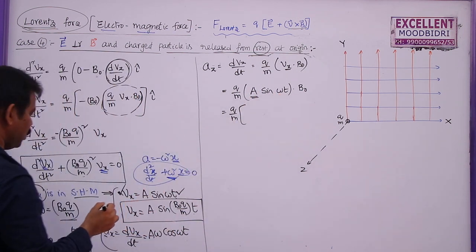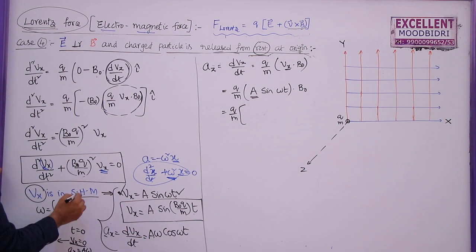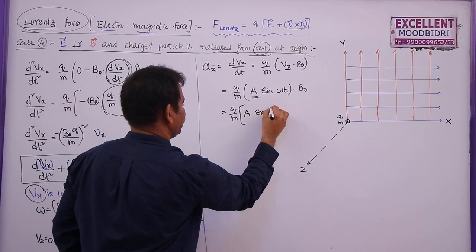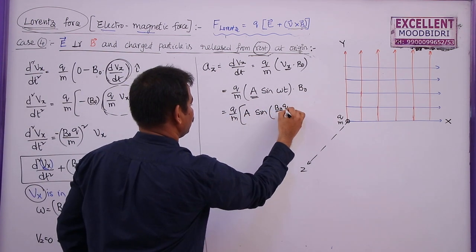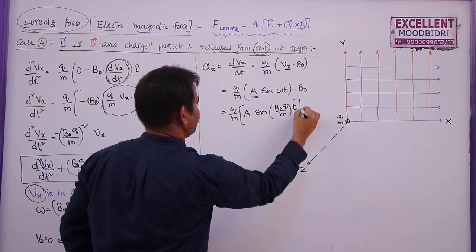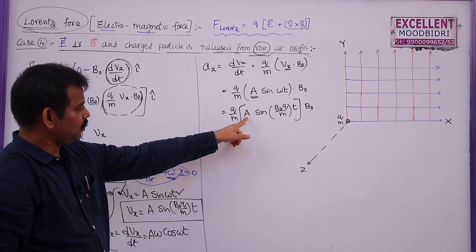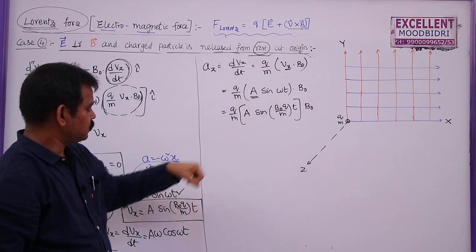And the omega value we already found: B naught q by m. So let me substitute this one, A sin(B naught q by m into t) into B naught. Now let me find out the maximum velocity of this component.